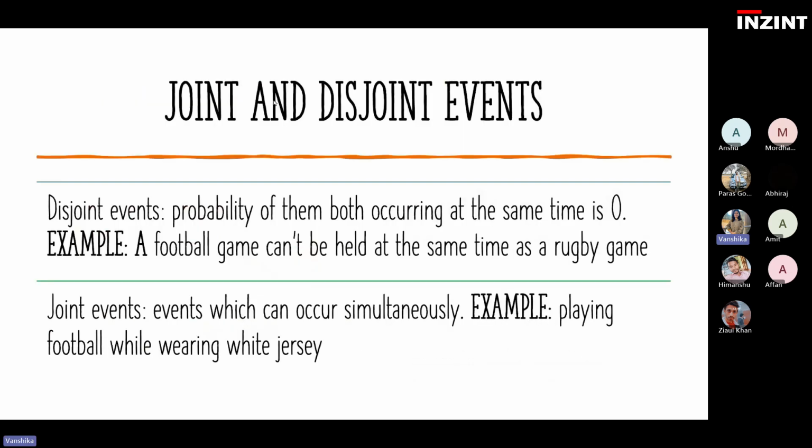So similarly, we have joint and disjoint events also. So disjoint events are the events जिसमें क्या होता है कि the probability of them occurring at the same time is zero. Yeah. So playing a football game at the same time as playing a rugby game, दोनों event एक साथ नहीं हो सकते. Now what is a joint event? Joint event वो होते हैं जो एक साथ occur हो सकते हैं. Like playing football while wearing a white jersey. These events can occur at the same time.